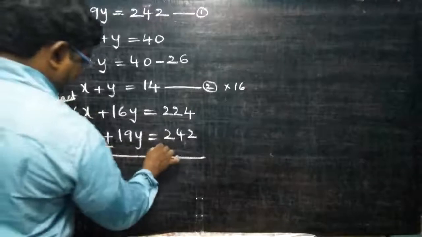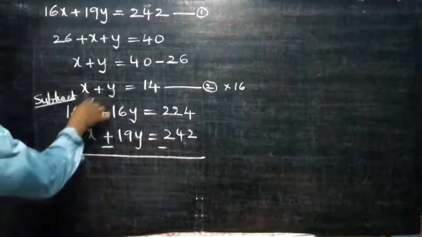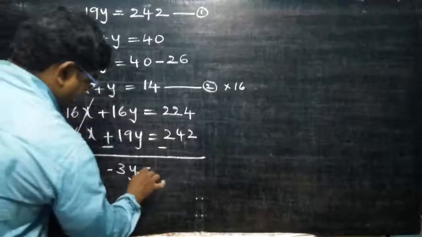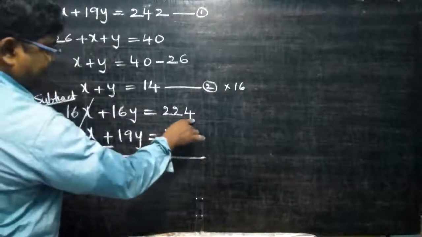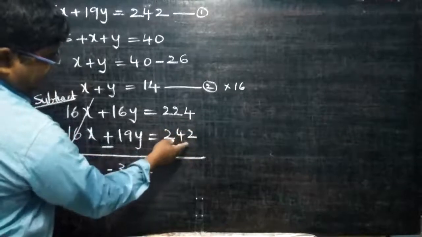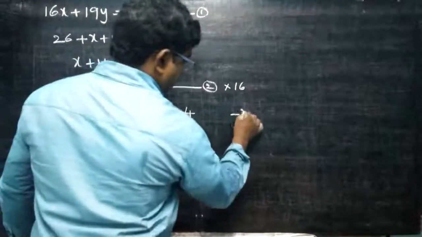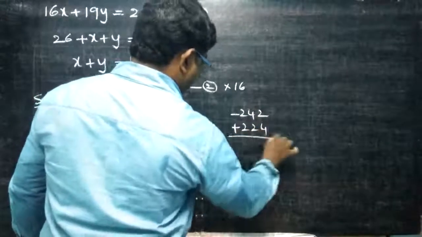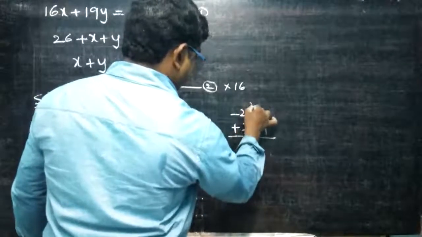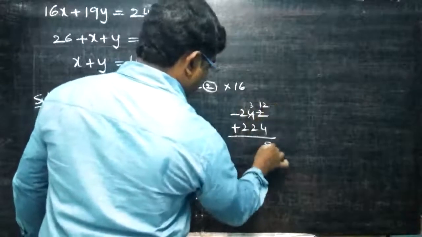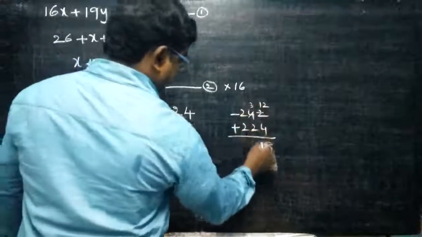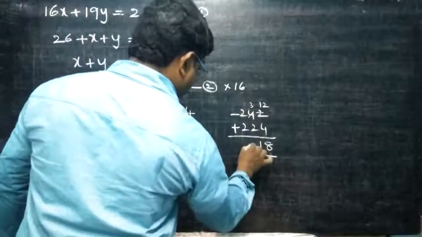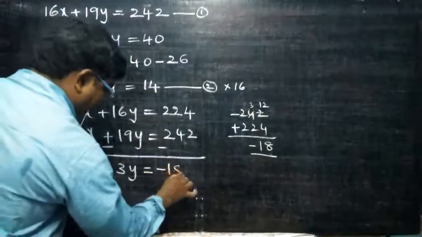Minus minus, both get cancelled. Minus 3y is equal to, from 12 if you take 2 from minus 24 plus 24, write like this for easy calculation. Here 3, here 12, so here you will get 8. 3 minus 2 is 1, and here 0, so 18. Minus is more, so minus 18 we got.